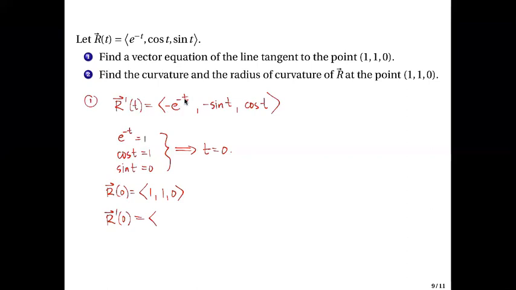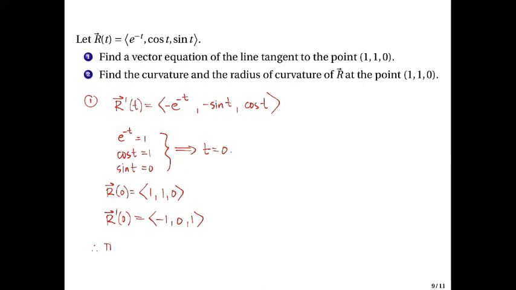So we will have negative e to the 0, that's negative 1. And then negative sine 0, that's 0. And then cosine 0, that's 1. So this r prime of 0 will be the direction of the tangent line. And of course, if we use the point 1, 1, 0 here, then we have the tangent line at the point 1, 1, 0 to this curve here.